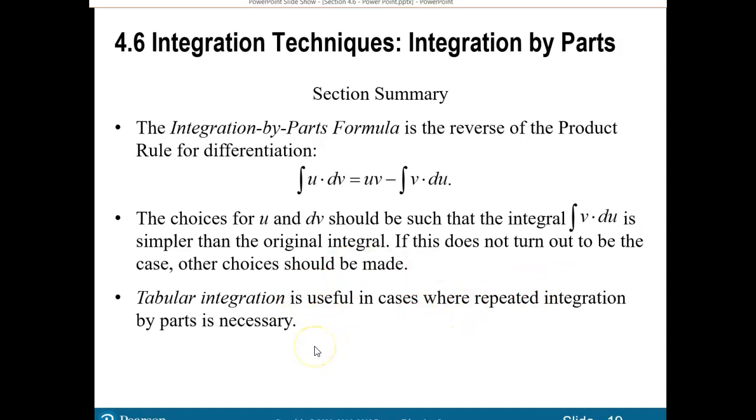Okay, this will take some practice. If you have questions about it, don't feel bad about having to ask. I am here to help you if necessary. All right, so that is the end of section 4.6.